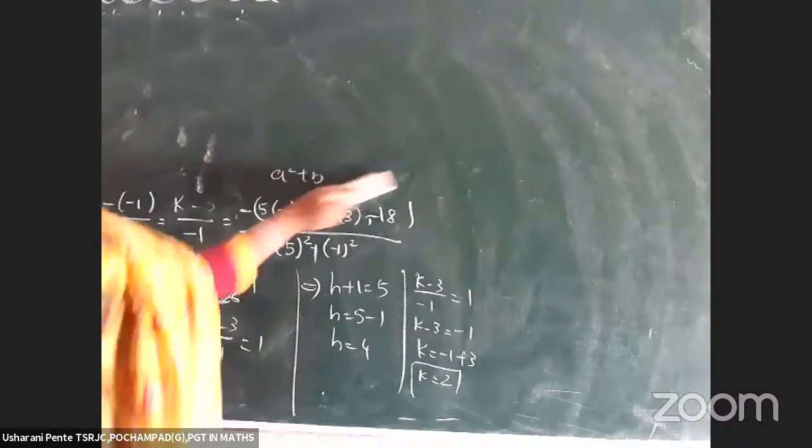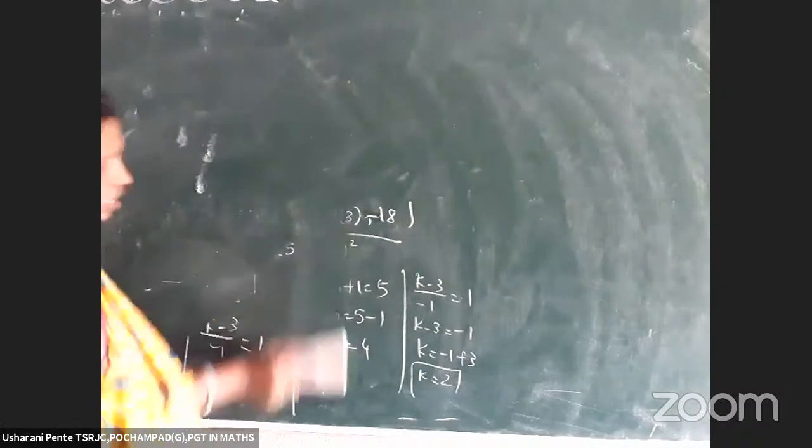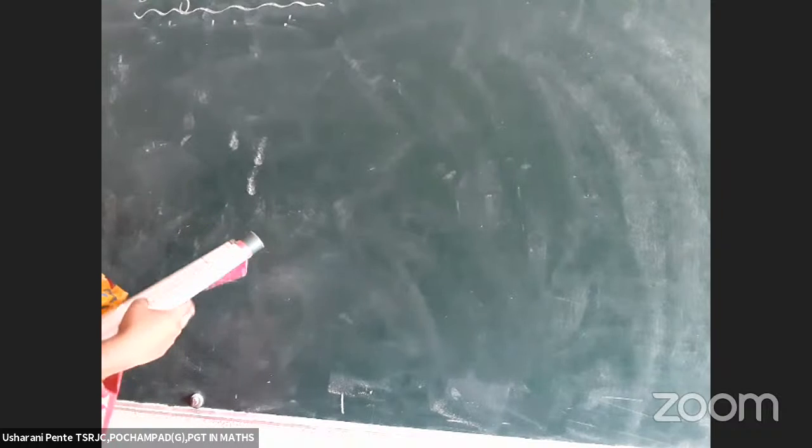So next we have a theorem. We have found the foot of the perpendicular just now. Now we need to find the image. If Q(h, k) is the image of the point P(x1, y1) with respect to the straight line ax plus by plus c is equal to 0, then the equation is given by this one.